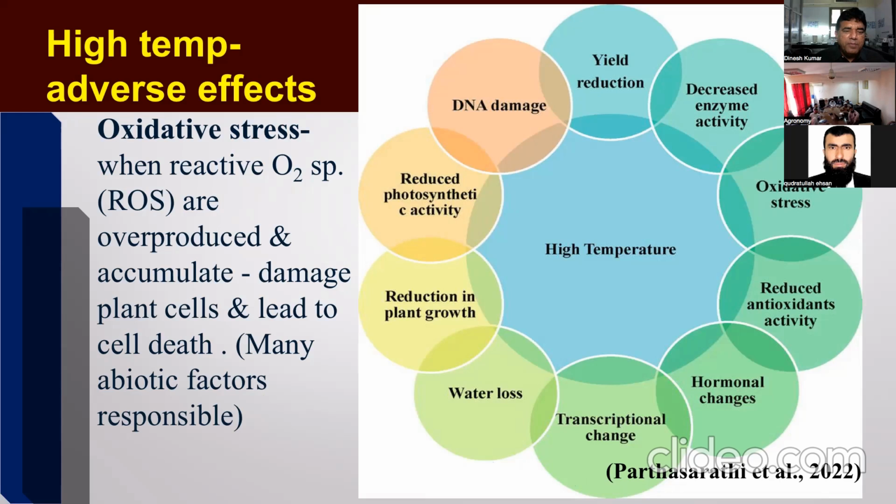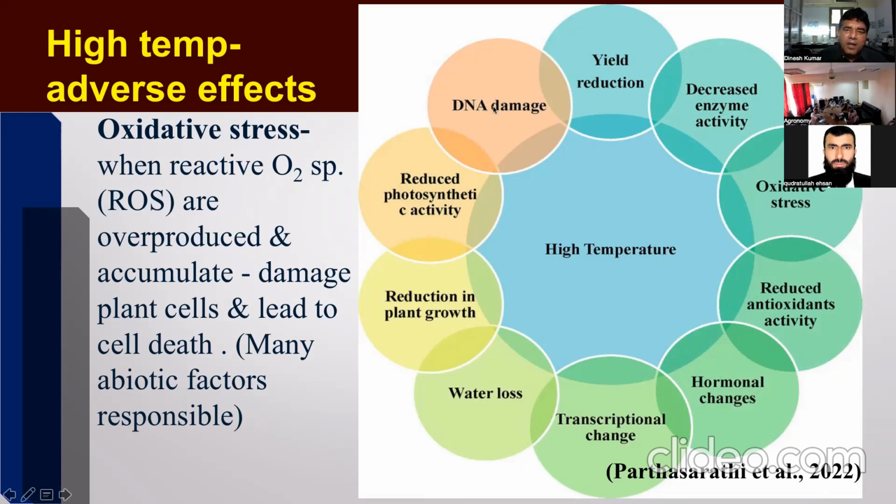This stress can be with respect to salinity, high temperature, low temperature, high water or waterlogging, or low water. Under such conditions, ROS is produced, and this ROS is responsible for destruction of the plants. So what is it doing? Under high temperature, ROS is increased in the plant, and it is damaging the DNA.